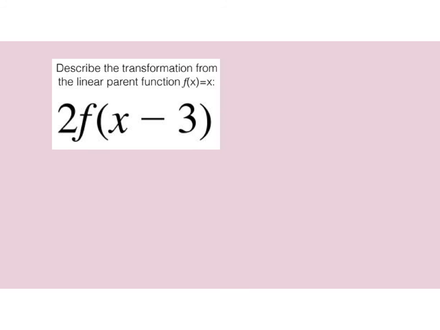Here is the next one. So let's work our way from left to right, starting with the 2. So the 2 is outside of everything, right? So that means we're talking vertical. So up and down. Is the 2 going to make that line more steep or more flat? More steep. So that means that line is going this way, which means we're doing what? Stretching. In which direction? How do we describe that? So that would be a vertical stretch. Good.